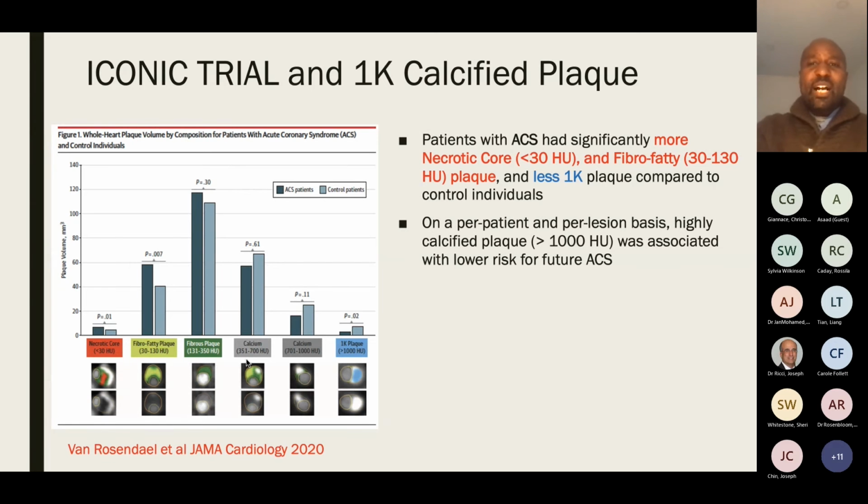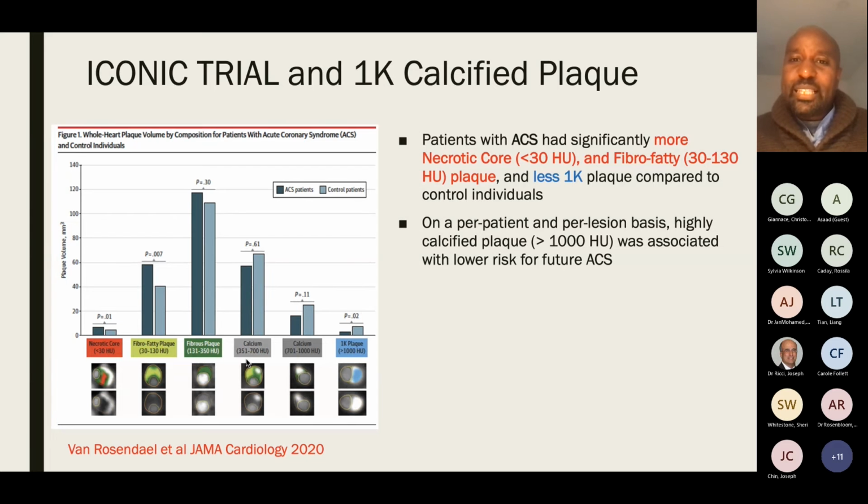Now, what about plaques that are highly calcified? So this was another sub-analysis of the ICONIC trial. And here they were looking at plaques with dense calcium. So Hounsfield units go up the greater the calcium is because the attenuation is greater. So the higher the number, the greater the attenuation, the higher the calcification, the higher the score. So they're looking at people who've got a Hounsfield unit score of greater than 1,000. Now the cutoff for calcium on CT attenuation is about greater than 130. So greater than 1,000 is a really densely calcified plaque.